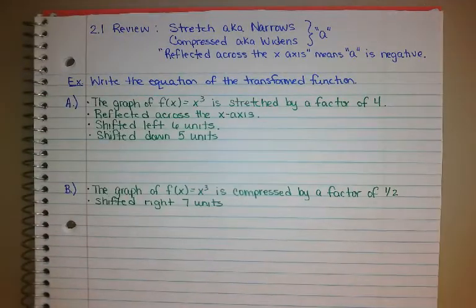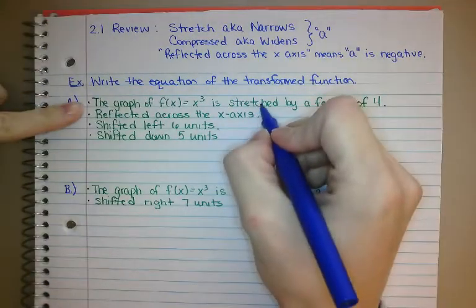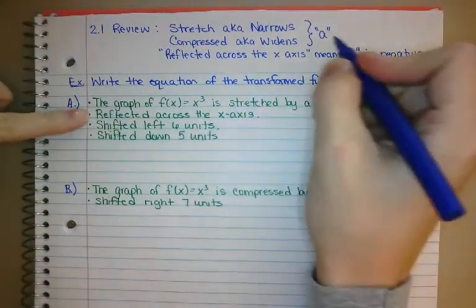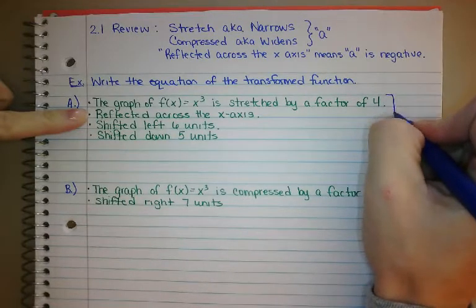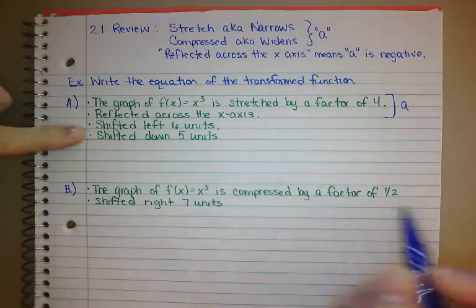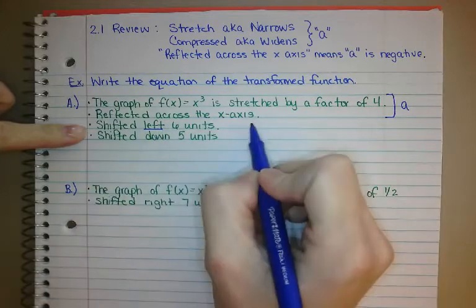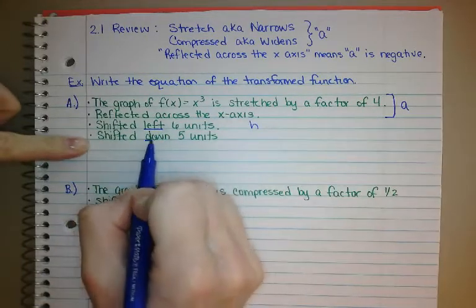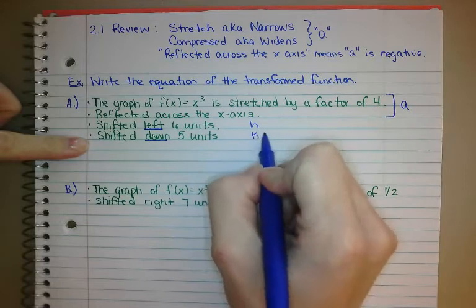All right, so I've written down some descriptions where we're going to write the equation of the transformed function. They tell us that the graph of f of x equals x cubed, and it's stretched by a factor of 4, reflected across the x-axis. It's shifted left 6 units, and it's shifted down 5 units. All right, so anytime that they talk about stretched or a reflection, that's all of your A information. Okay, so this is all about A. If they talk about shifting left, this is your H. And if they talk about shifting up or down, that's your K information.